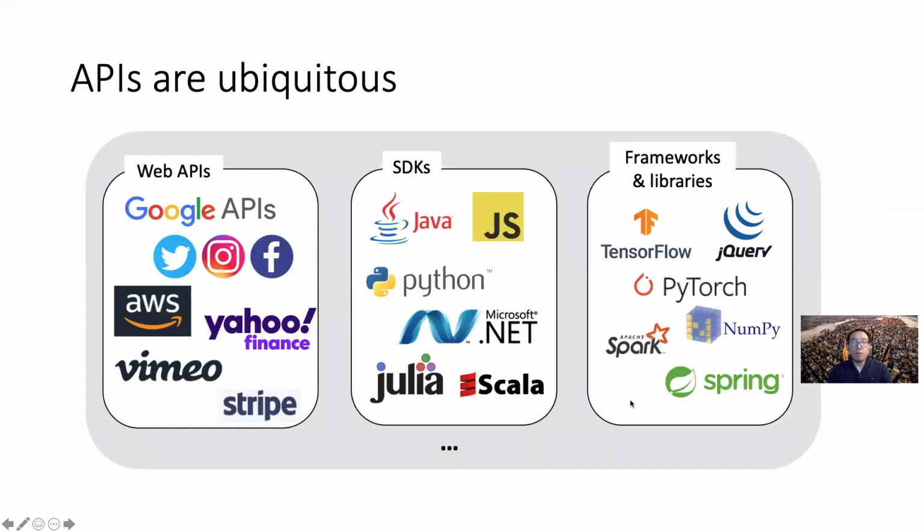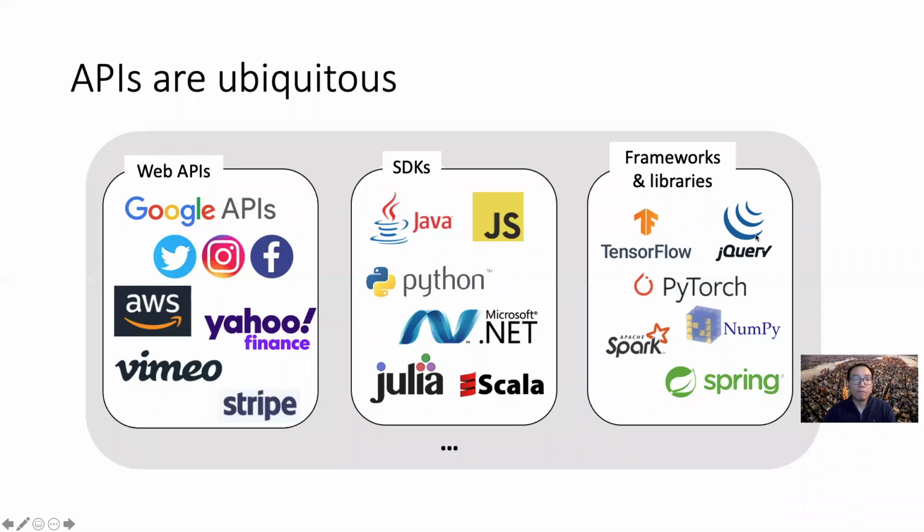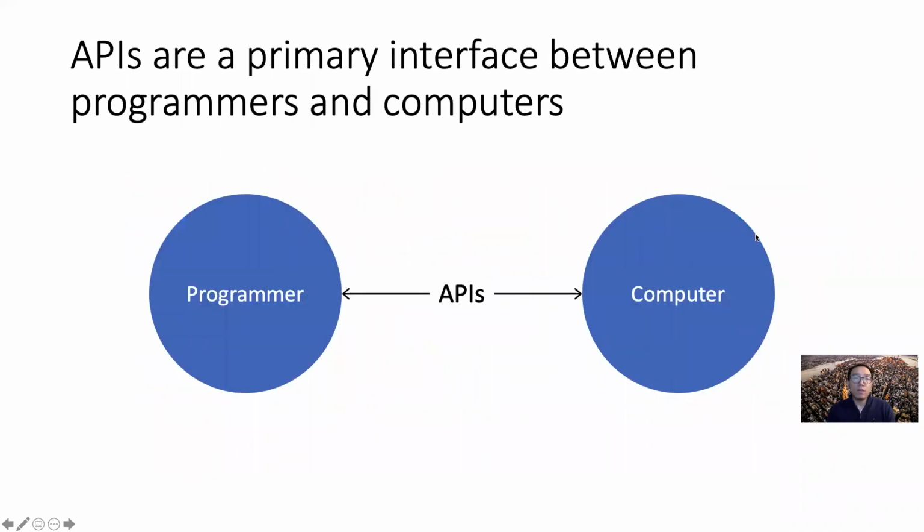APIs are becoming the fundamental building blocks of modern software. Nowadays, many companies and organizations provide their internal data and services through web APIs. And a larger portion of source code in software and the code we write every day contains API calls, either to functions provided by the programming language itself or functions from external libraries like TensorFlow and PyTorch. As a result, APIs are becoming one of the primary interfaces between human programmers and computers.